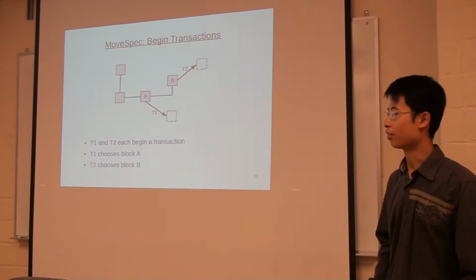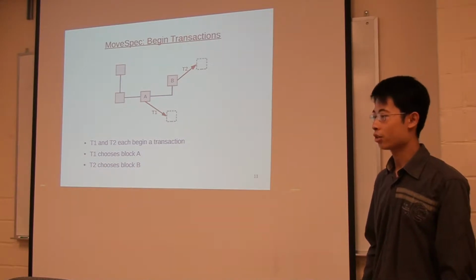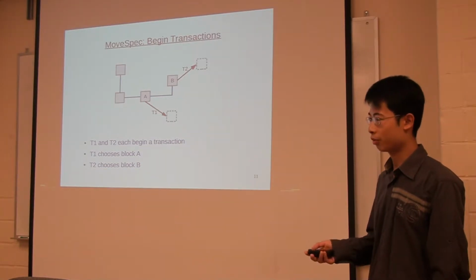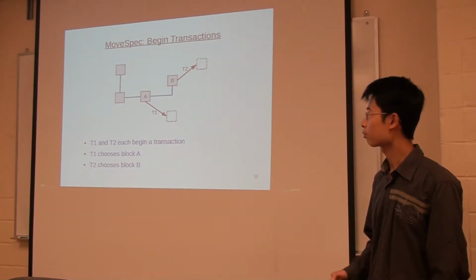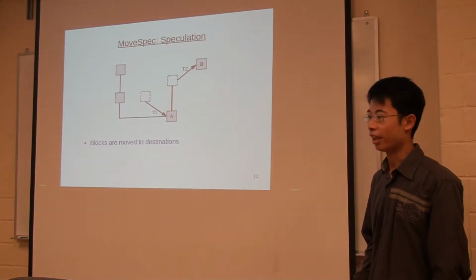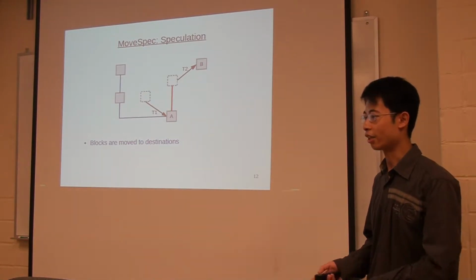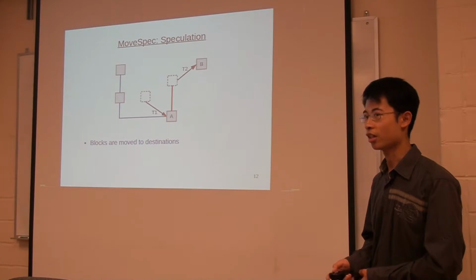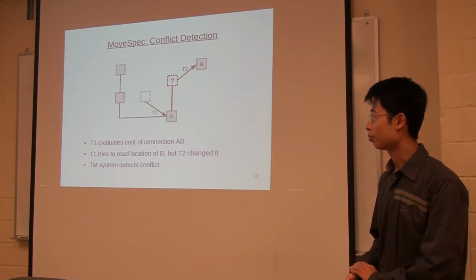So here's an example of how move speculation works. We start with threads 1 and 2. They each choose a block from the circuit and a destination to move the block to. And then they go ahead and move the block there without seeing any kind of conflict yet, because they haven't affected any other part of the circuit. But now we have a problem.